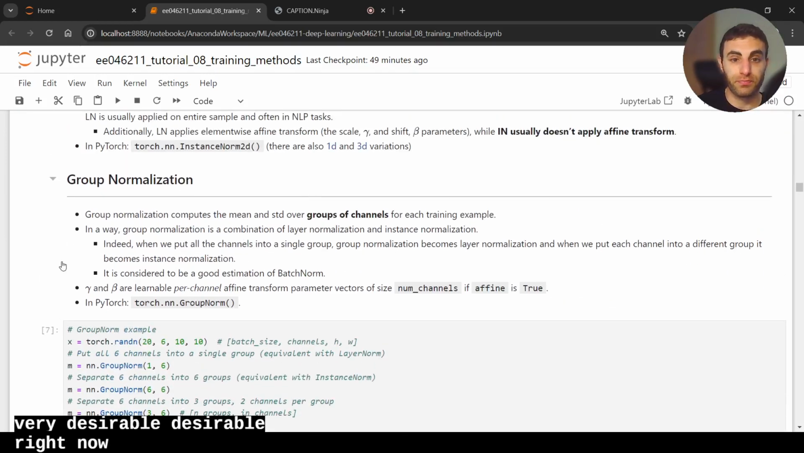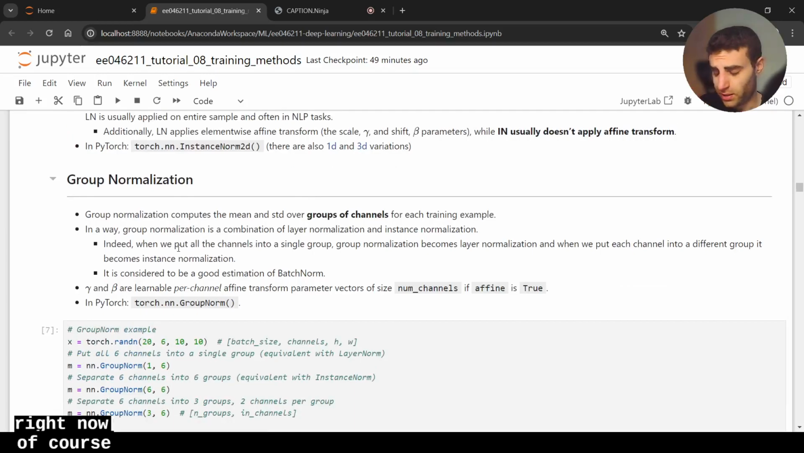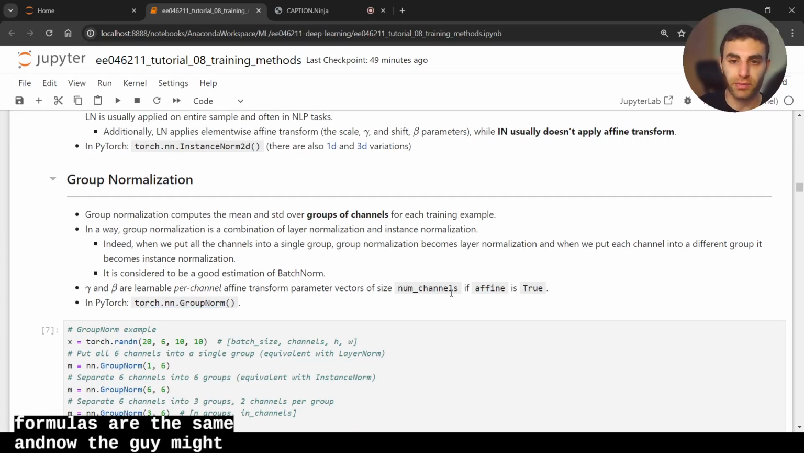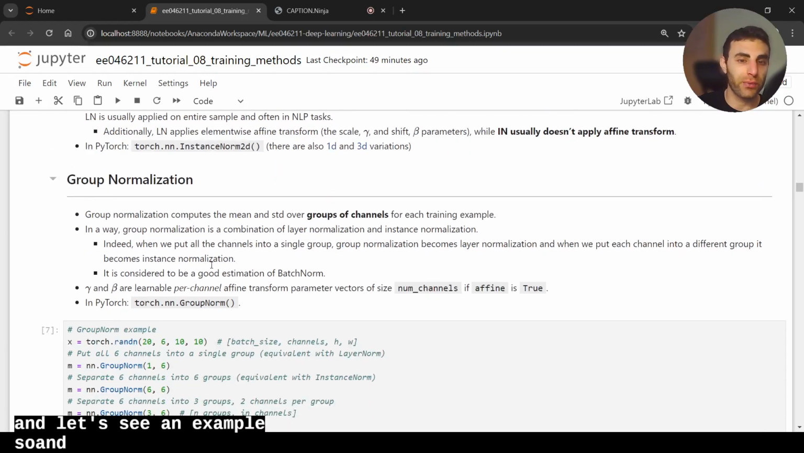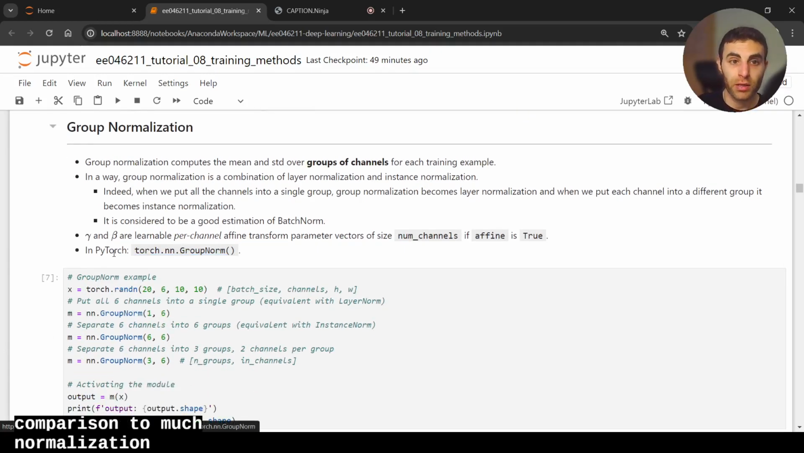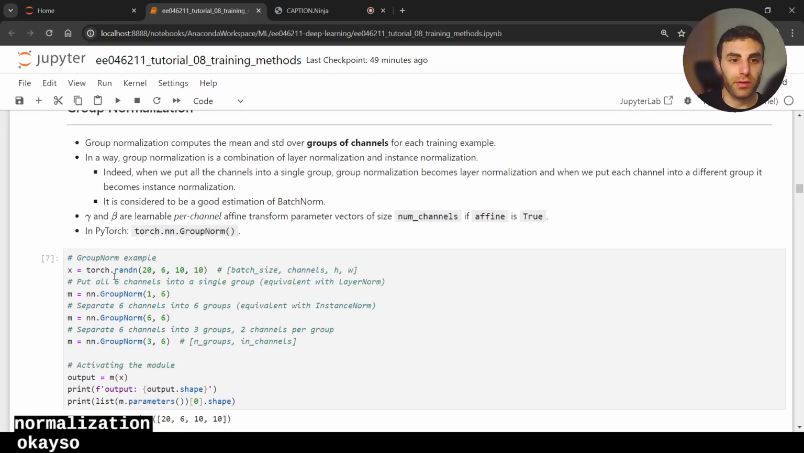Of course, the formulas are the same. Now the gamma and beta are learned per channel, and definitely similar to what we've seen before. And it works really well in practice for images. I'll show you in a minute a comparison to batch normalization.